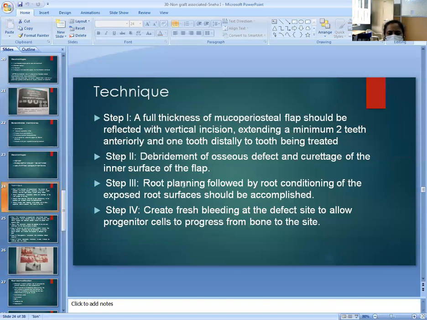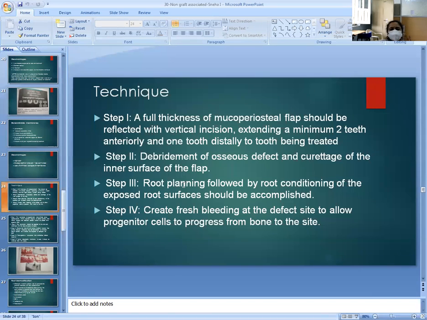In any surgical procedure, a full thickness mucoperiosteal flap should be reflected with vertical incisions extending a minimum of 2 teeth anteriorly. Then debridement of the osseous defect and curettage of the inner surface of the flap. Root planing followed by root conditioning. Root conditioning, again we are going to discuss what is meant by root conditioning. It is a separate procedure.